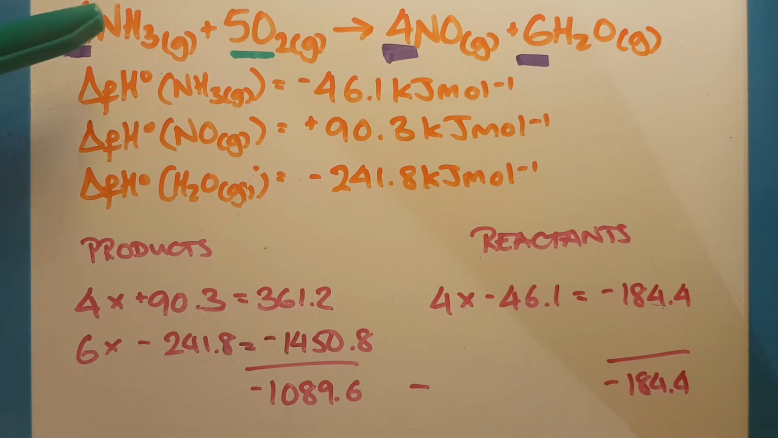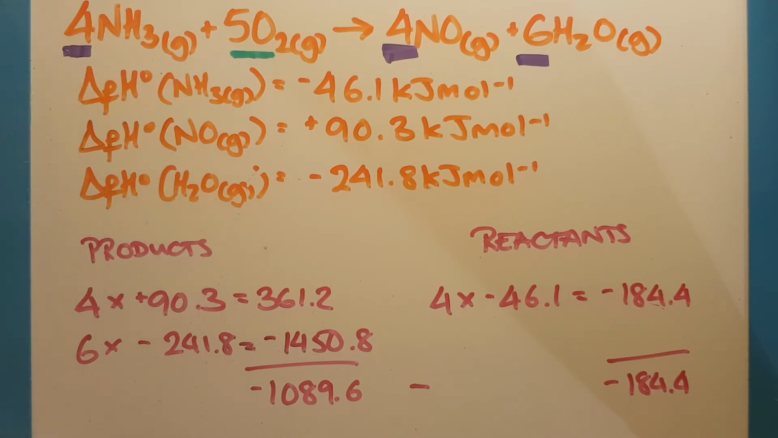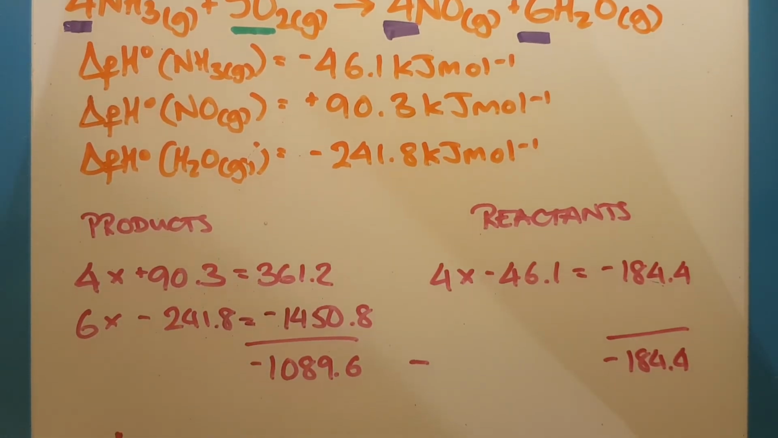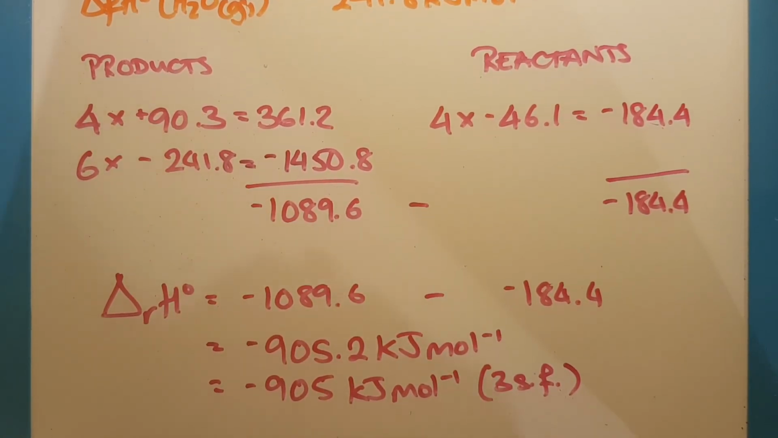The reactants, I've got 4 times this top value. I don't worry about the oxygen because it already is an element, so it doesn't have a value. So I have this here. So as I move down, then I can see I've got quite a simple mathematical equation here. My enthalpy of this reaction is negative 1089.6 minus negative 184.4. I do that and I get negative 905.2 kilojoules per mole.